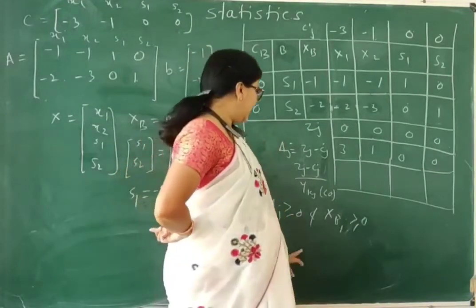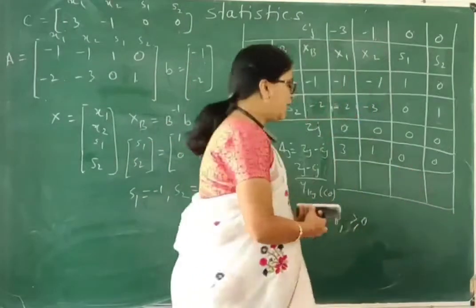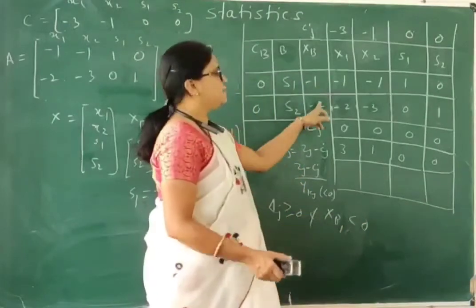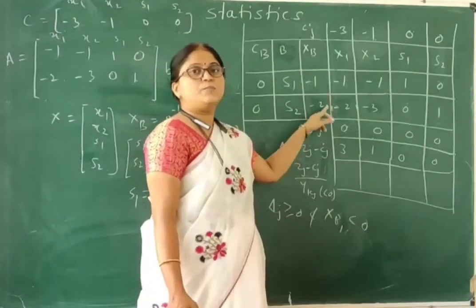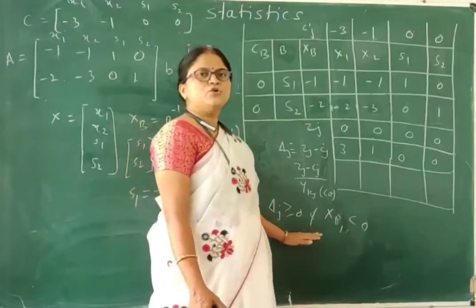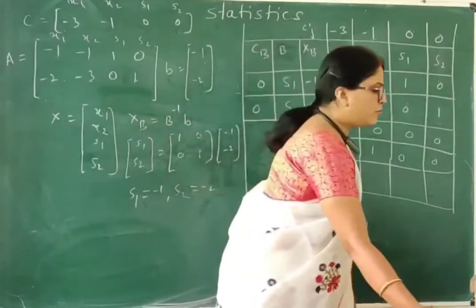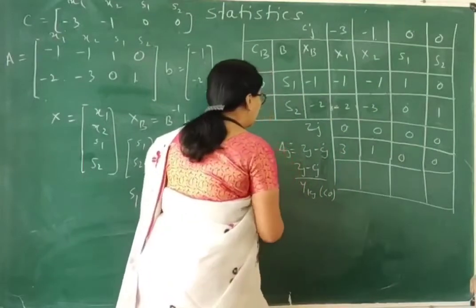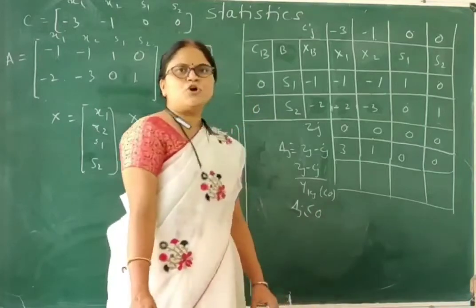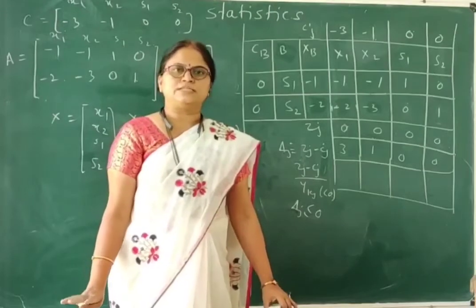Now, the second case is if delta Z is greater than or equal to 0, but at least one XPI is less than 0. Since we have both the XPI as less than 0, we can have this case. So we proceed to the next step. Or we may have one more case, that is all the values of delta Z are less than or equal to 0, then the method fails.